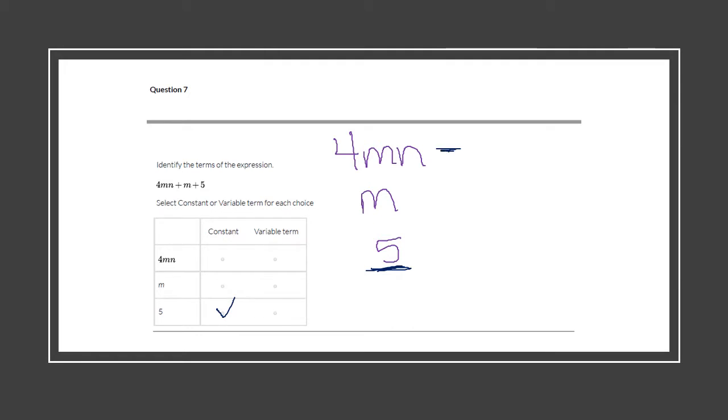The 4MN and the M are attached to letters. So since they have a letter in them, they are variable terms.